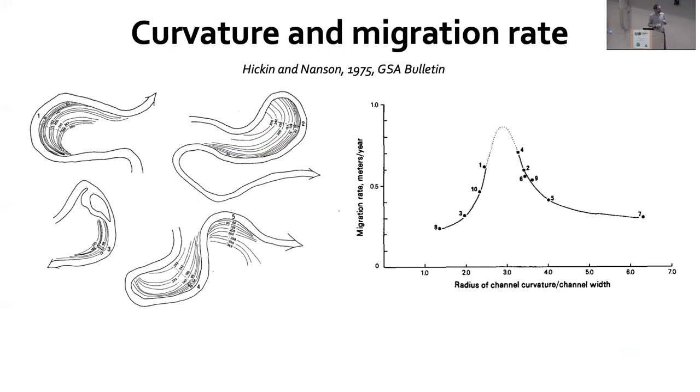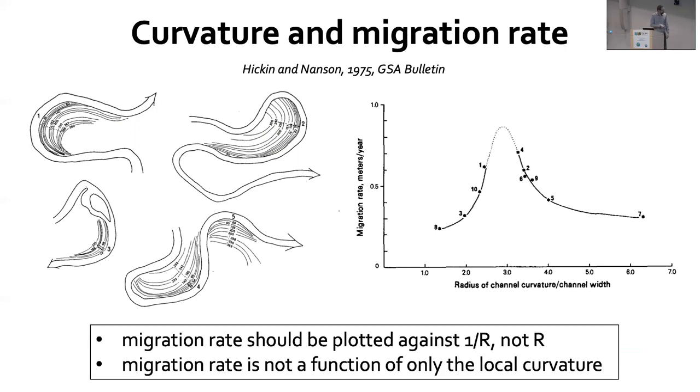And that is a little bit not intuitive, because in theory, the sharper the bend, the stronger the centrifugal force, and you would expect, in just very basic physics, more migration over here. And I think one of the questions here is, why should we plot migration rate following that logic? Why should we plot it against radius of curvature instead of curvature itself, right?